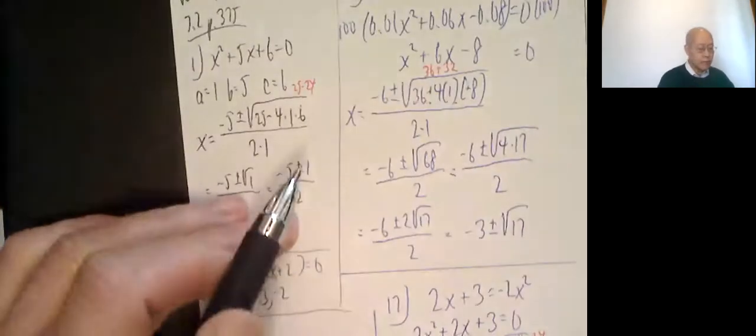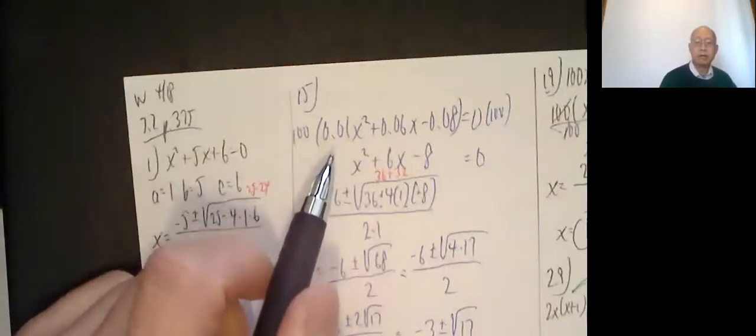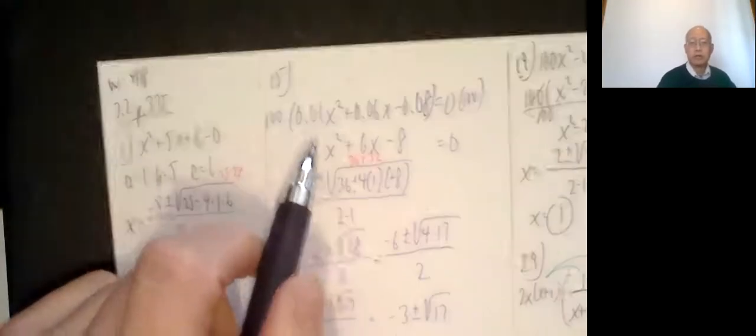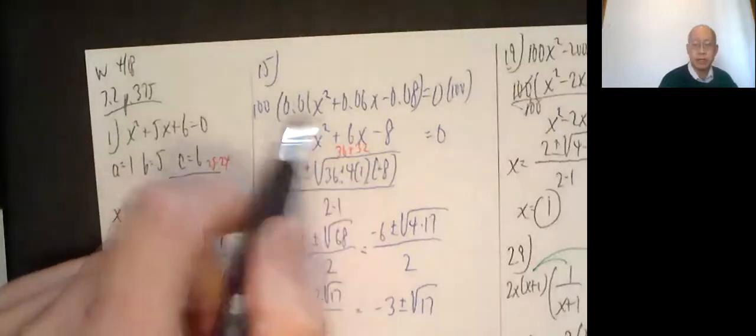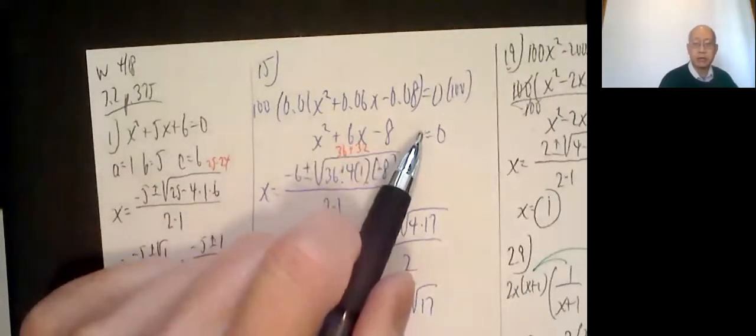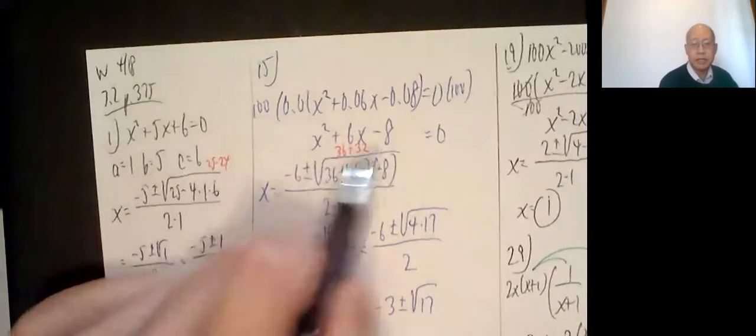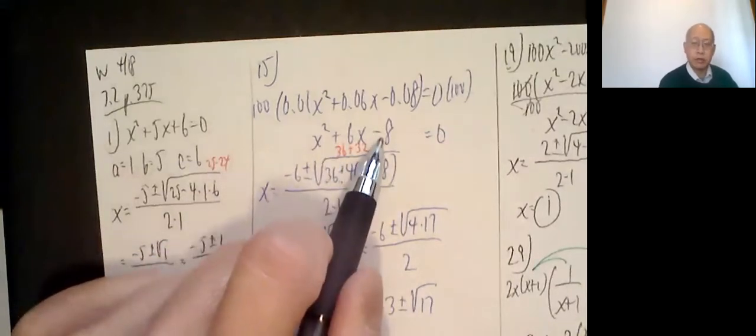All right, just like whenever you have a chance to get rid of the fractions, do so. If I have a chance to get rid of the decimals, I'll get rid of decimals also. So number 15, let me multiply both sides by 100. Makes it look nicer. X squared plus 6x minus 8 equals 0. Much nicer. So a is 1, b is 6, c is -8. Throw it into the quadratic formula.